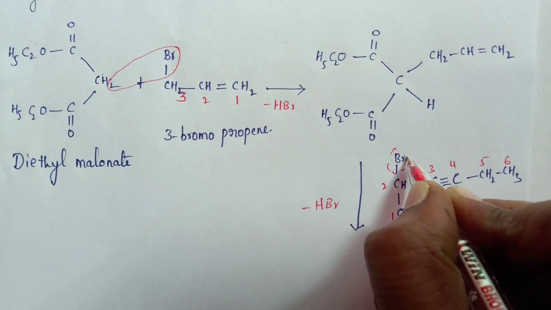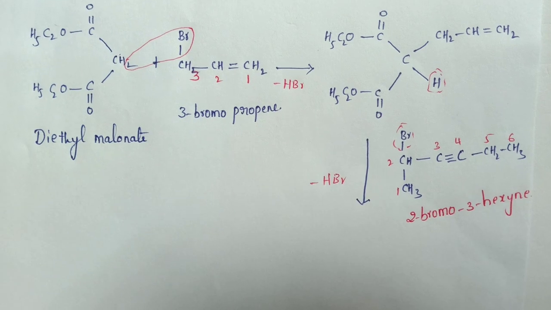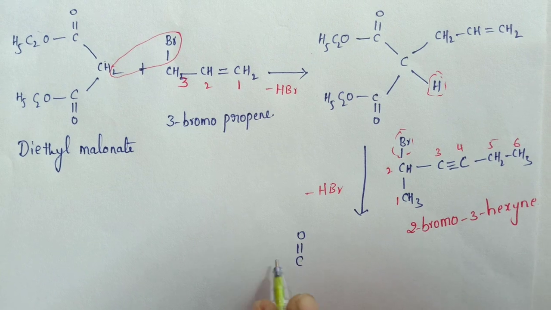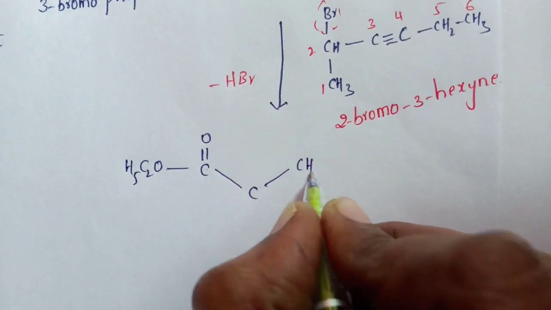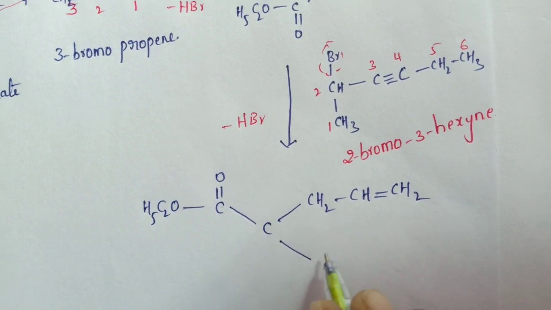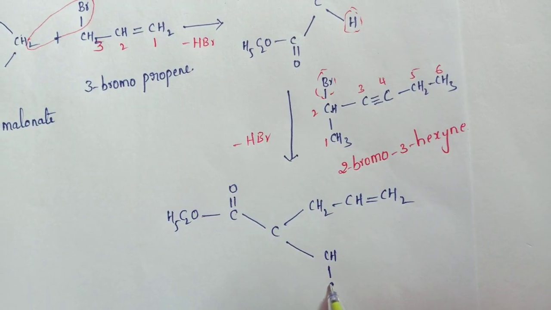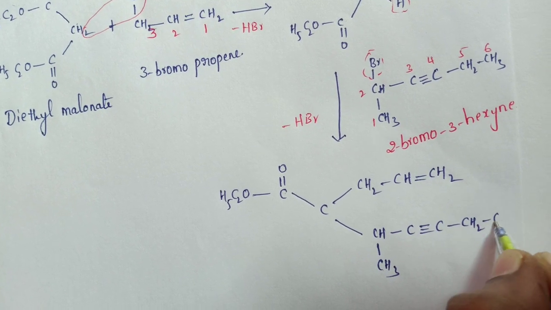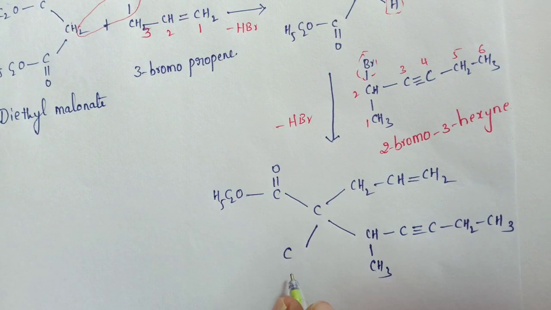So Br from this position and H from this position are lost as HBr, and finally attach both the molecules. It gives C double bond O C2H5 and CH2, CH double bond CH2, and here attach this carbon atom first, CH. For this carbon atom it consists of CH3 and the remaining structure is the same. And for this carbon atom it also consists of the same functional group, right?